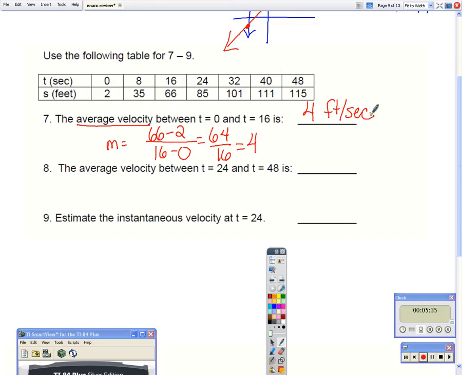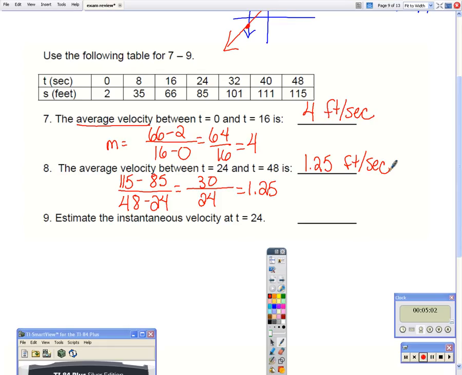We're going to do the same thing for number 8. And we want the slope between 48 and 24. So the y value at 48 is 115. The y value at 24 is 85. Subtract those. You get 30 divided by 24, which is 1.25. So the average velocity is 1.25 feet per second.